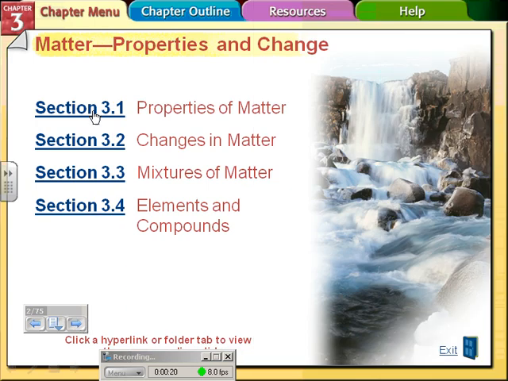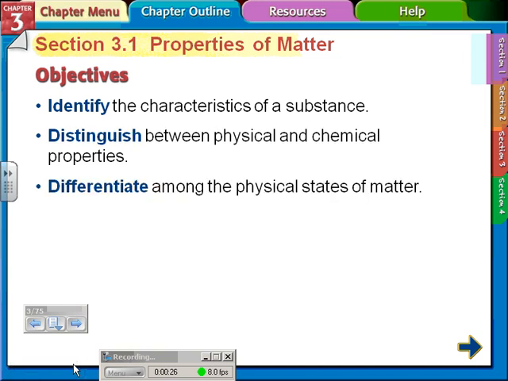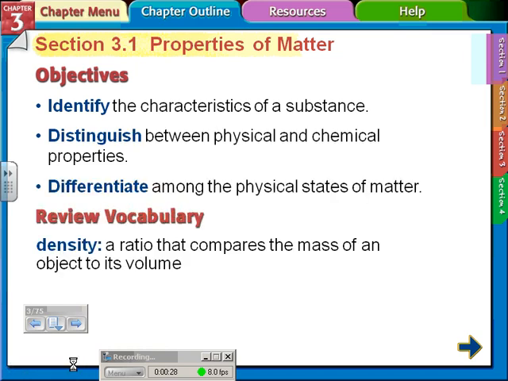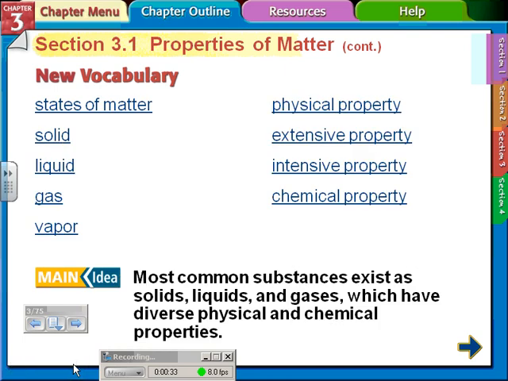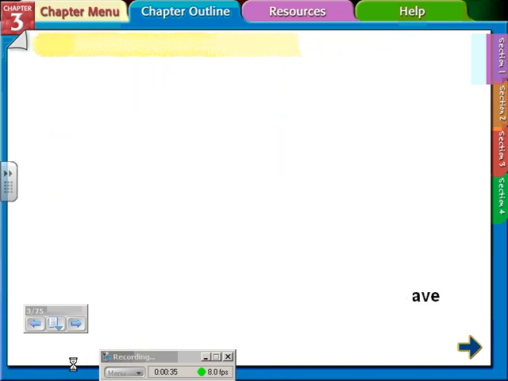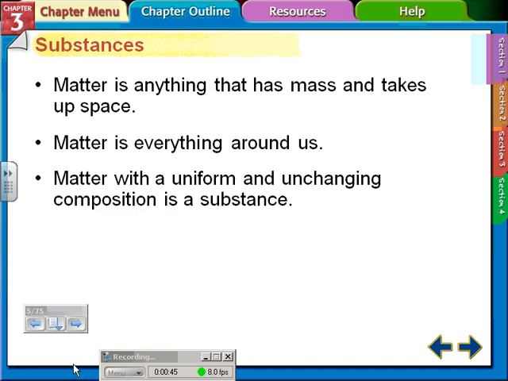Okay, we're going to go through section 3.1 first, which is properties of matter. These are the objectives. Some review vocabulary. Okay, matter is anything that has mass and takes up space. So everything you see around you is made up of matter. Matter with a uniform and unchanging composition, that's called a substance.